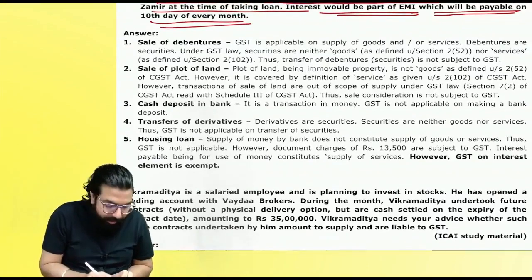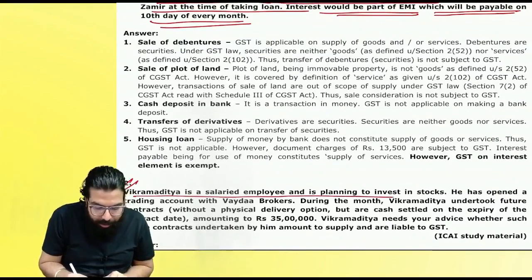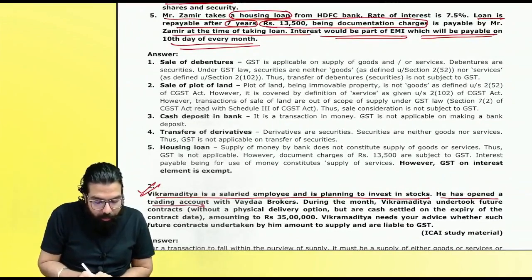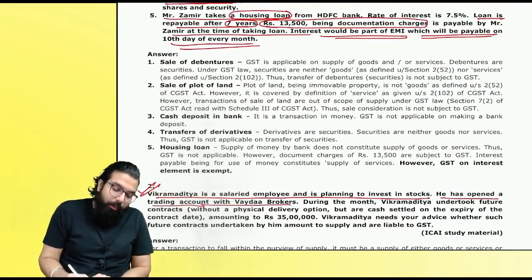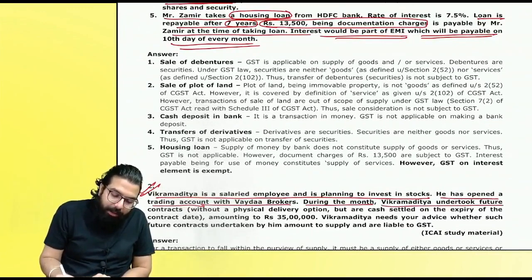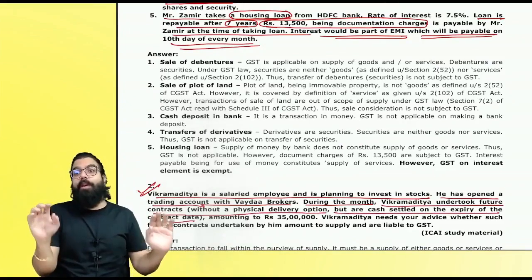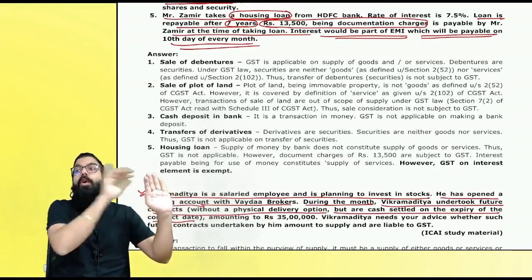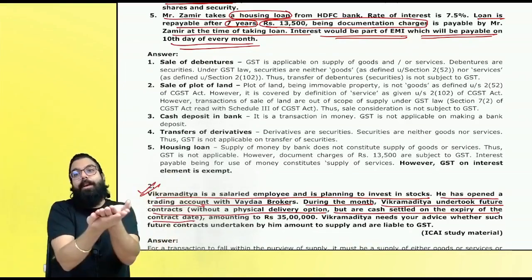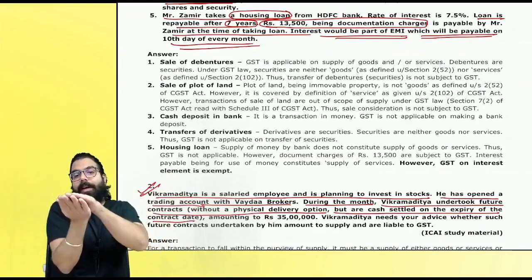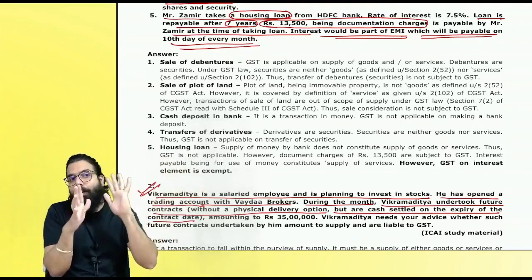Everyone, here it says Vikramaditya is a salaried employee planning to invest in stock. He has opened a trading account with Vaidya Brokers. During the month, Vikramaditya undertook future contracts without physical delivery option, settled on expiry of the contract date. It means it's a derivative contract where goods are not actually moving. On the contract date, net settlement will happen. Whatever is the loss or gain will be settled. Are goods actually going? Is it supply of goods? No.